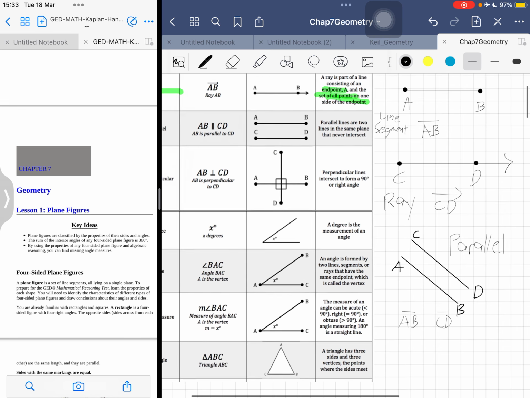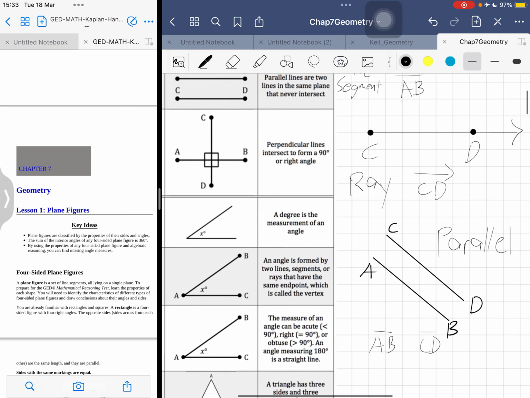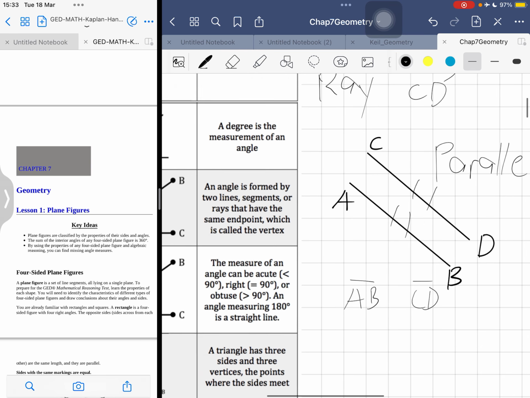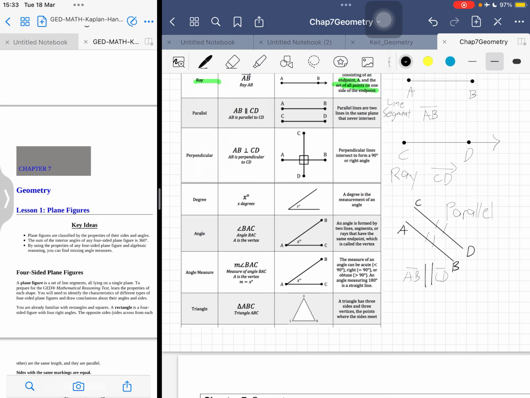So parallel here means two lines in the same plane that never intersect or meet. These are two straight lines in the same plane, but they will not intersect, meaning they are parallel to each other. We can denote it as line AB is parallel to line CD. You see, this is the symbol for parallel lines.